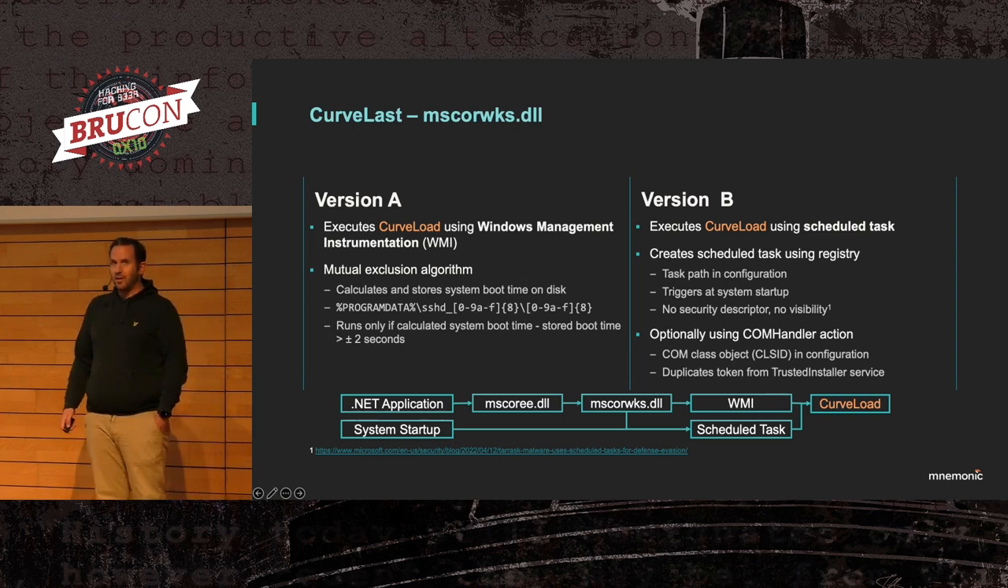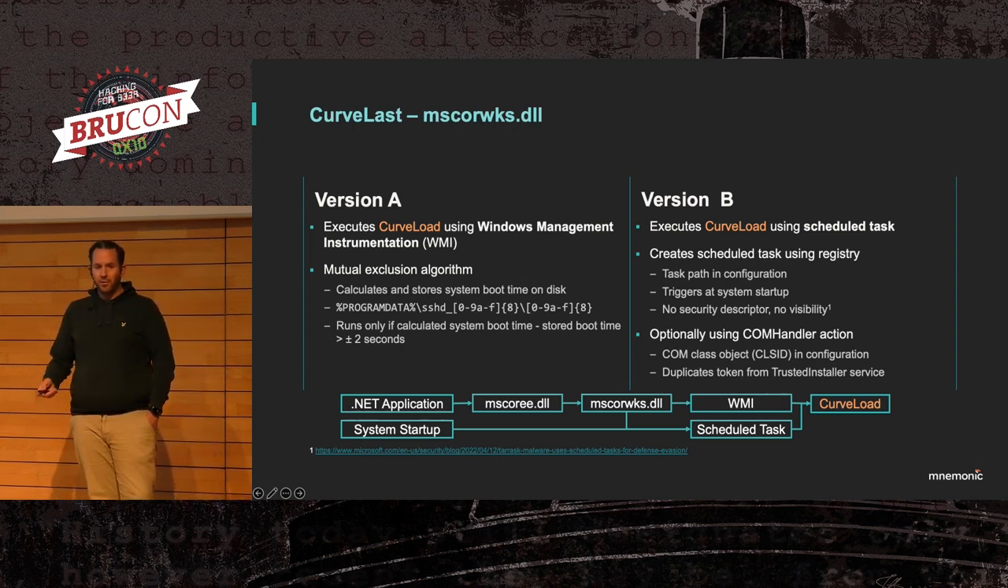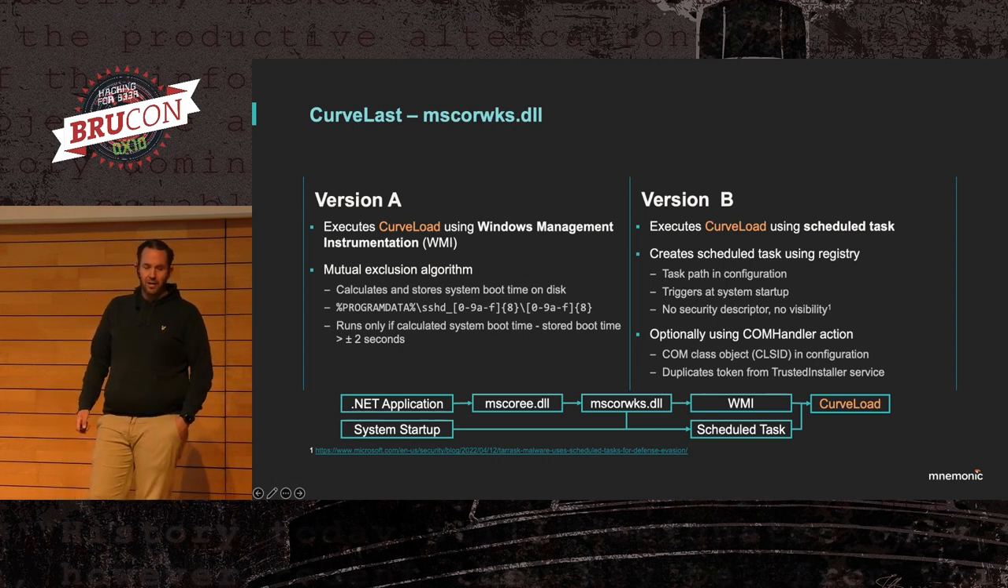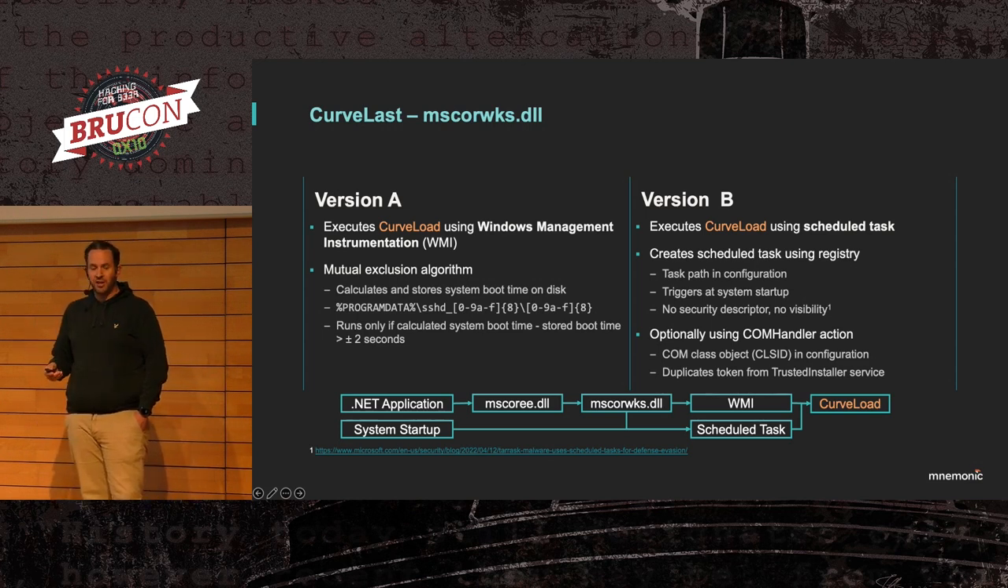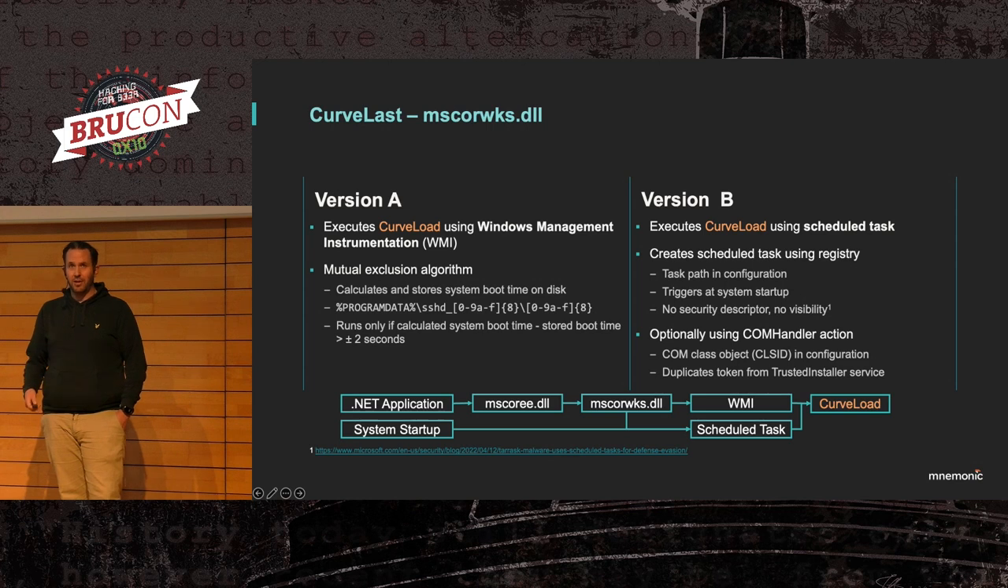And they also added an option to register a COM handler instead of executing the binary directly. Then they added the class ID in the configuration. And to do this, they need to duplicate the TrustedInstaller service, which has a higher privilege than the SYSTEM user in Windows. So they started the TrustedInstaller service, stole the token and elevated to it. And that also gave us an IOC to find this malware, another infected service.